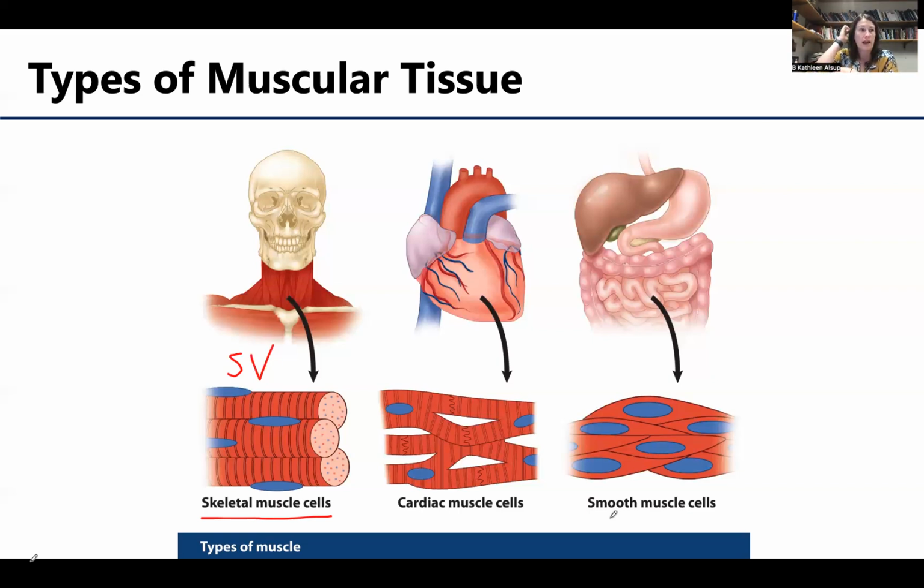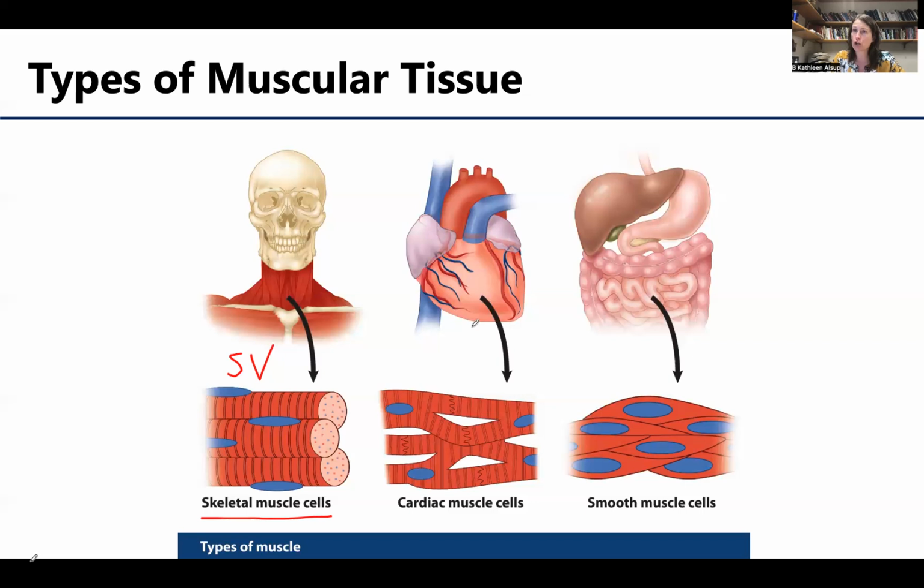Okay. Now, there are some, particularly in terms of reflexes, where it's not as consciously controlled, but for the most part, and to simplify, think skeletal muscle is going to be voluntary and striated. Now, when we talk about cardiac muscle cells, these are going to be unique to the heart. It's going to make up the majority of the heart walls.